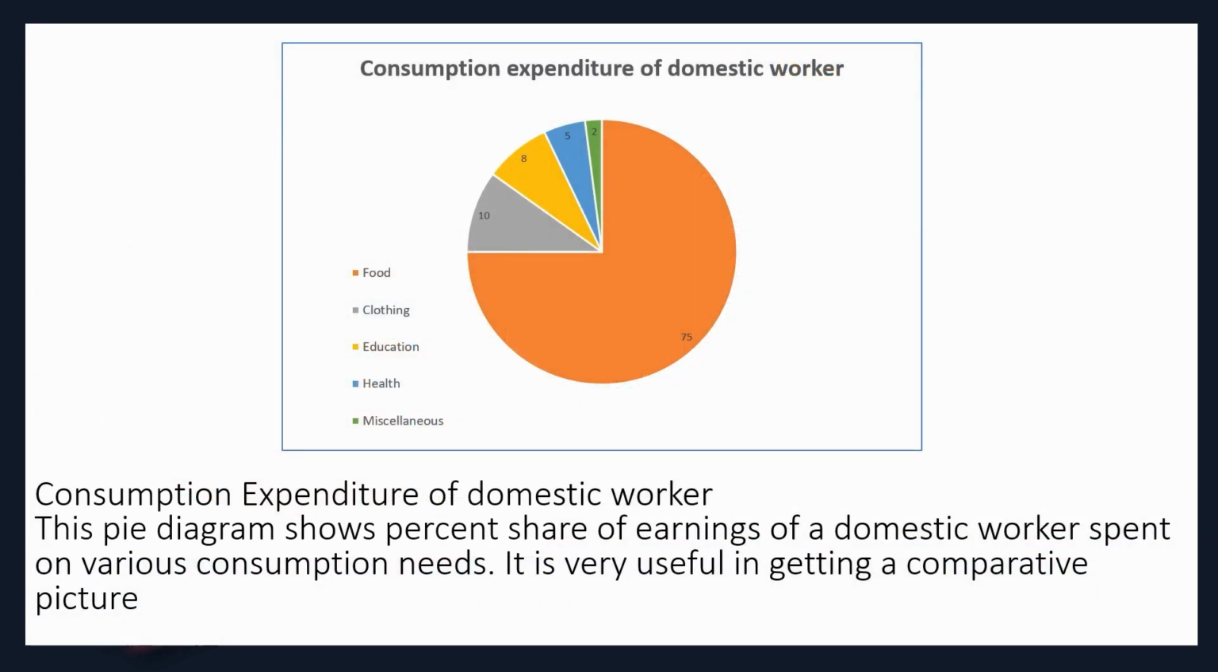Figure 2 shows the consumption expenditure of a domestic worker. This pie diagram shows the percentage share of earnings of a domestic worker spent on various consumption needs. It is very useful in getting a comparative picture. As you can see from the following pie chart, 75% of the expenditure of a domestic worker is on food. So food constitutes a major chunk of expenditure of a domestic worker, which is followed by other expenses like clothing, education, health, and other miscellaneous expenses.